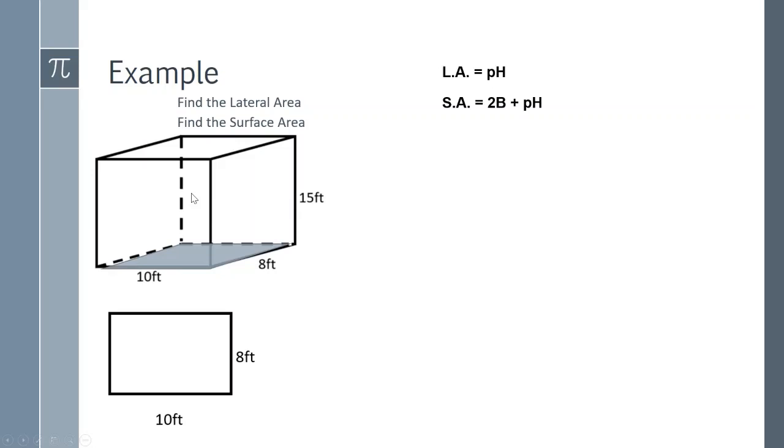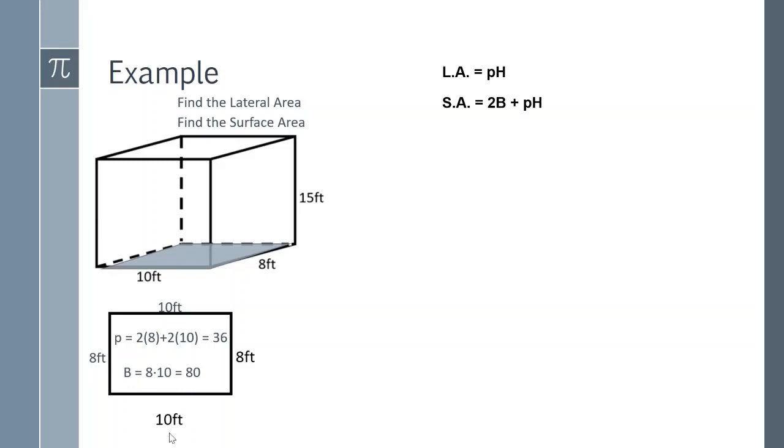So let's find the perimeter first. Here's our perimeter. We're just going to add up all 4 sides. Remember, this side and this side are congruent, so are these 2 sides here. So we've got 2 8s and 2 10s. To find the perimeter, 2 times 8 is 16, plus 2 times 10, which is 20. 16 plus 20 is 36.